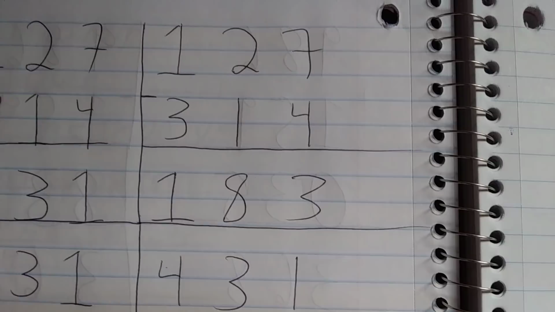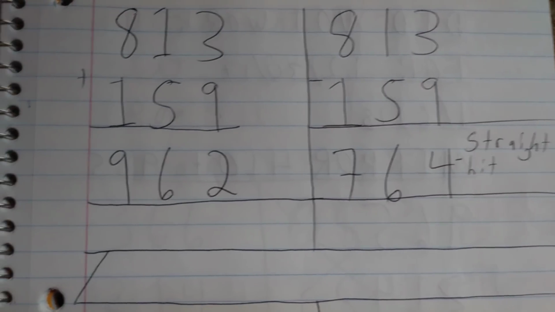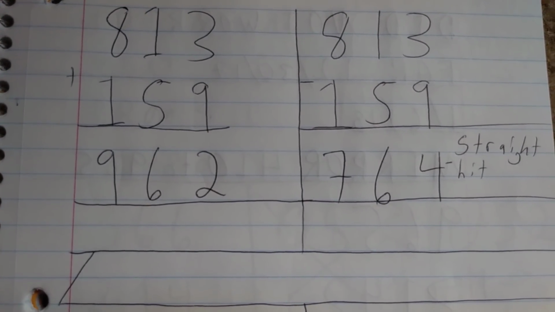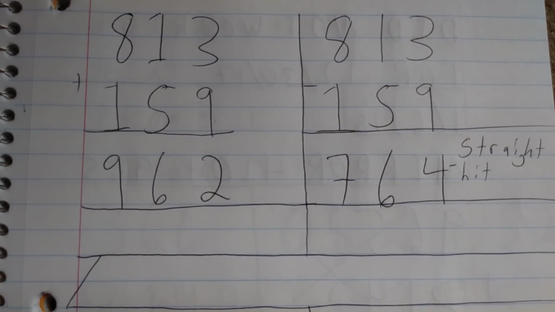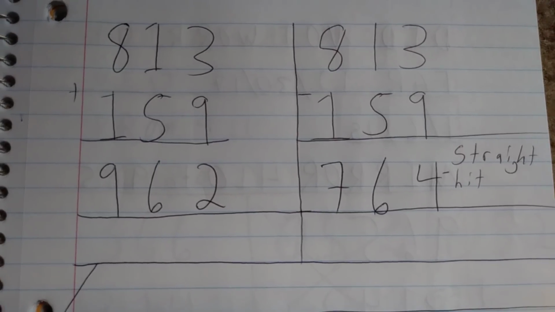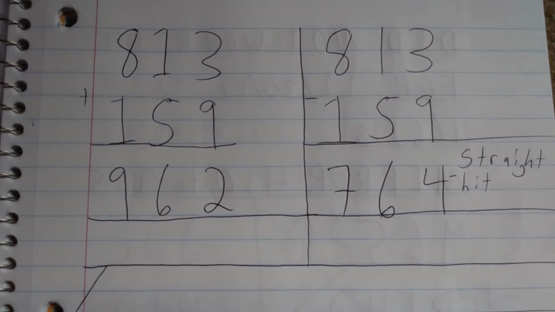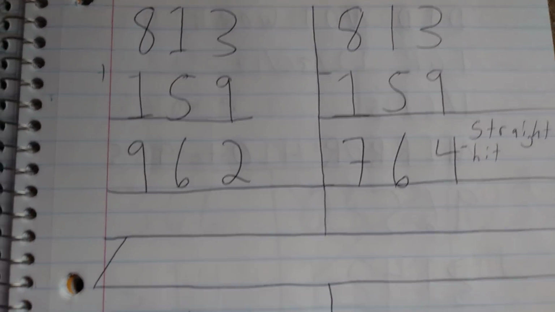You're going to take 813, which you got from up here. Remember, you'll need to reverse that 8 and the 1 on that example. So 813 minus 159, so 13 minus 9 is 4. 11 minus 5 is 6. And then 8 minus 1 is 7. So 764 was a straight hit in the next 7 days, and I don't recall what that date was, but it was in the next 7 days.